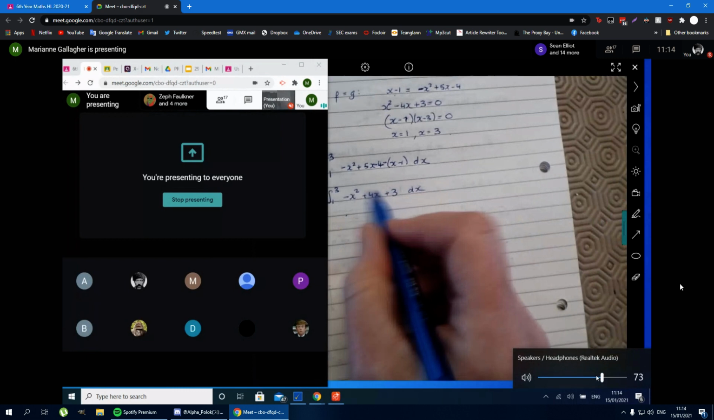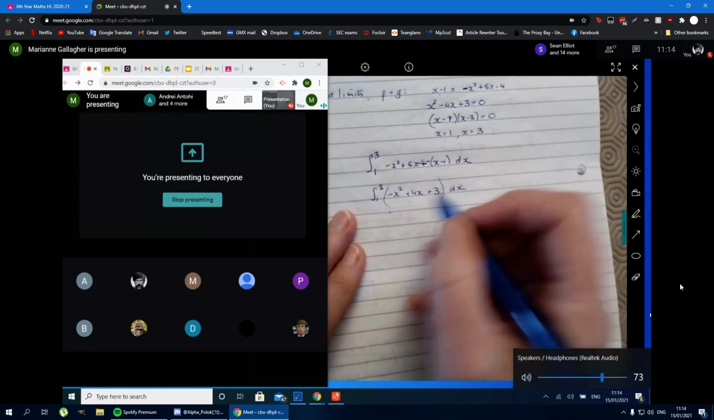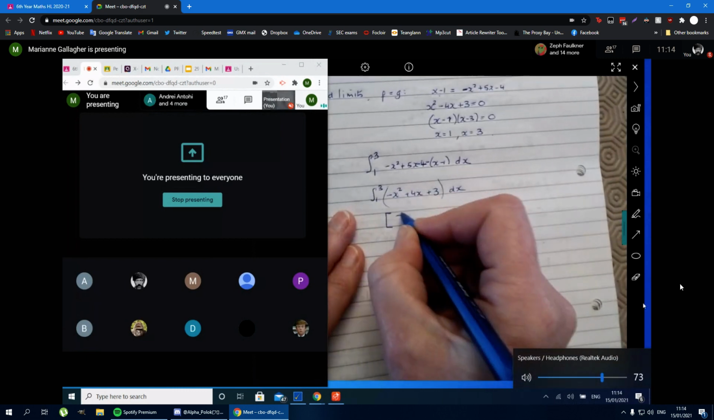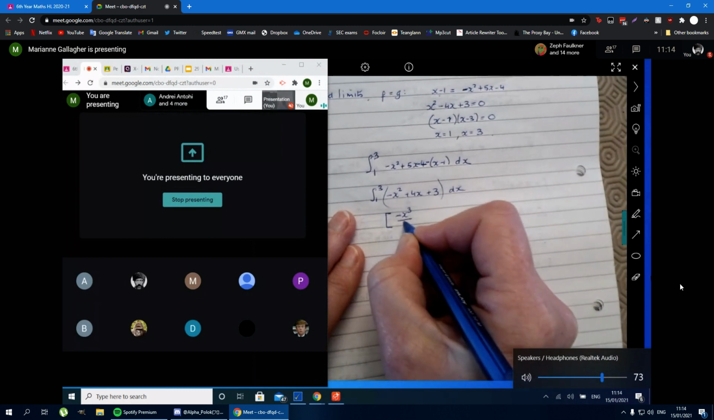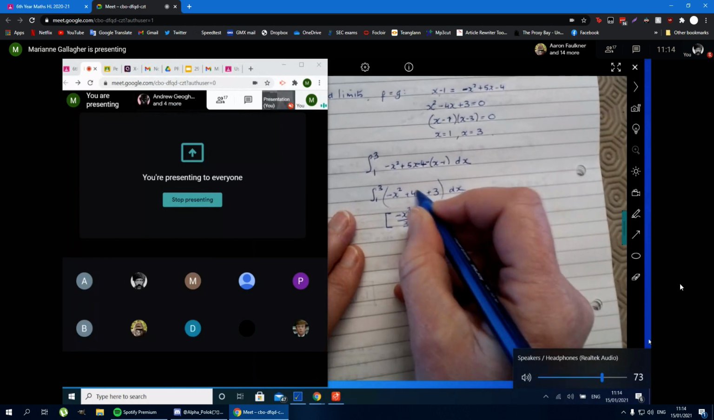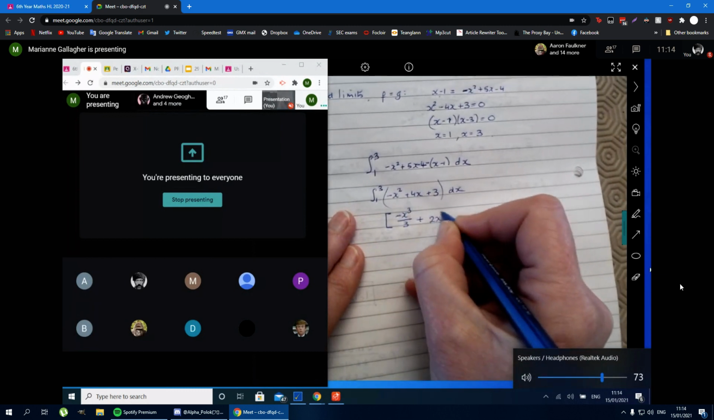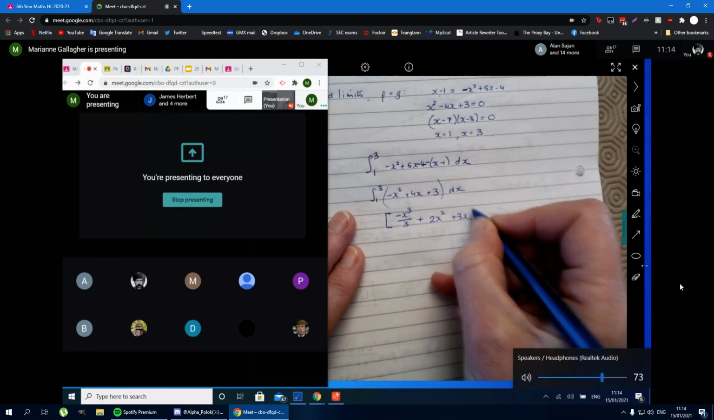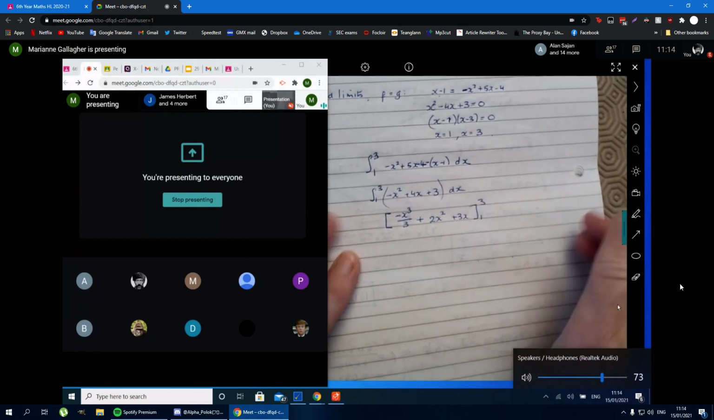And now I know what I'm integrating, so all I have to do now is go ahead and do the integration. So add 1 becomes x cubed over 3, and then I've got 4x squared over 2, which is just 2x squared, plus 3x, and I'm going from 1 to 3.